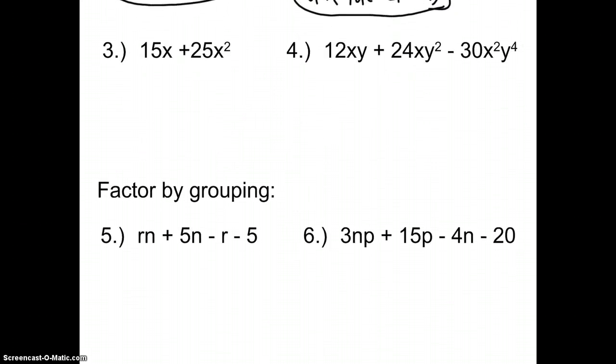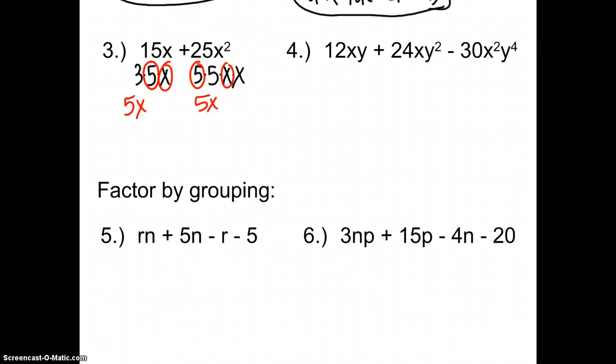Number 3, we have 15x plus 25x squared. 15 can break up into 3 times 5. X is a single term, so we can just leave it as is. 25 is 5 times 5. X squared is x times x. Look to see what they have in common. They both have a 5, and they both have an x, so we're going to be able to factor out a 5x from both terms.